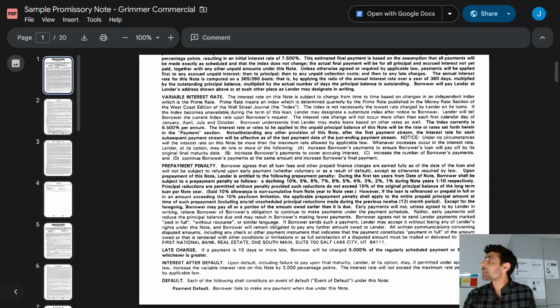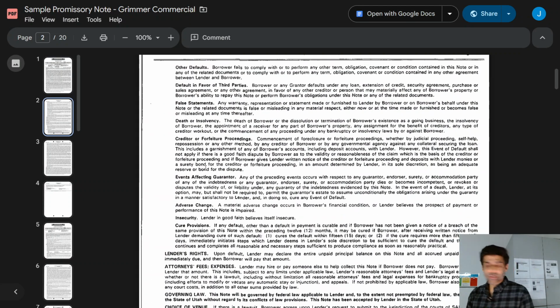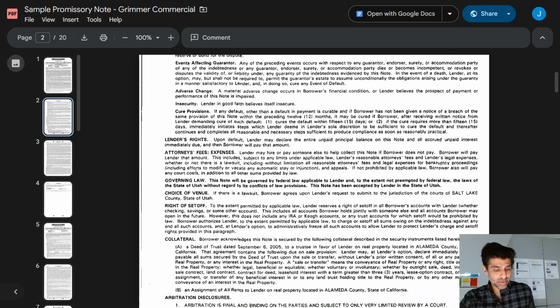There's a prepayment penalty, meaning if he pays the loan off early, what happens? If he makes a payment late, what happens? So all these different terms are spelled out in this agreement. Okay, this is kind of what a promissory note looks like.